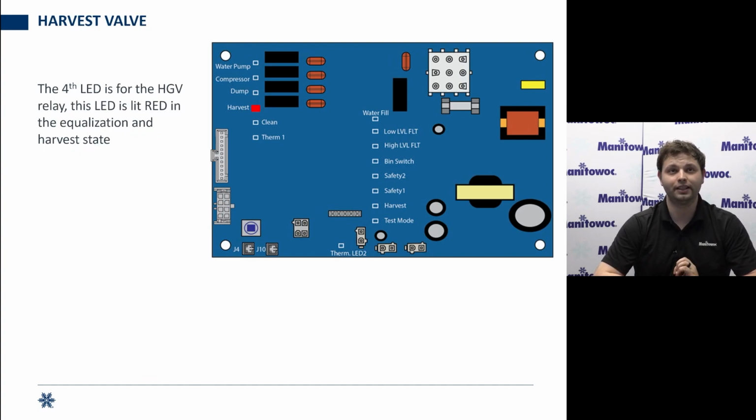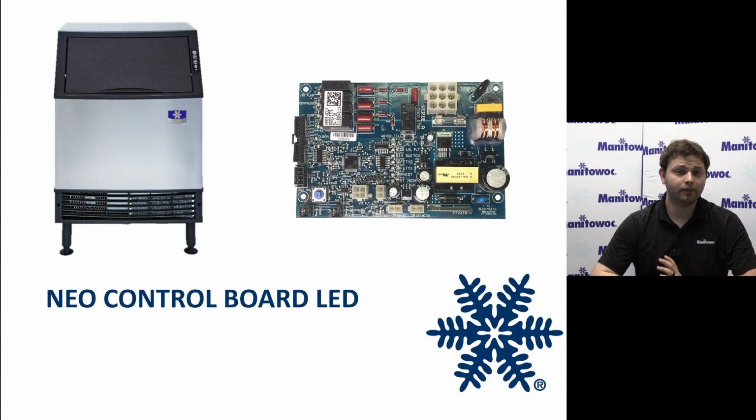And then lastly, the fourth LED is for the hot gas valve. There's just a few seconds that it'll be on before the machine starts up. And then also in the harvest sequence, but mostly in the harvest sequence you'll see that. Alright, we covered Coolair.